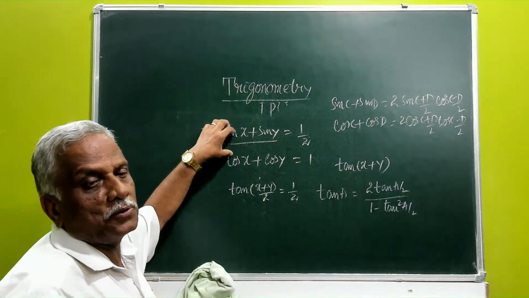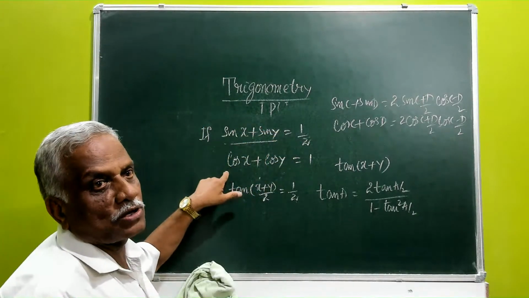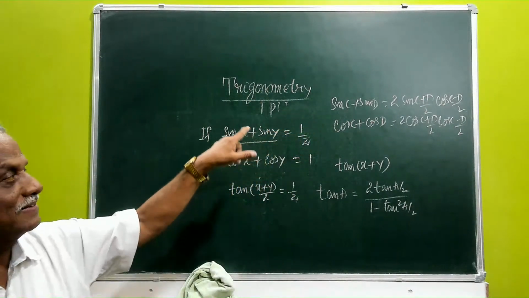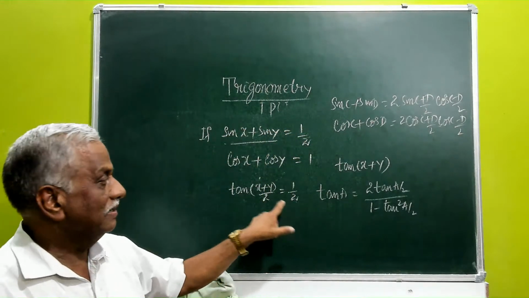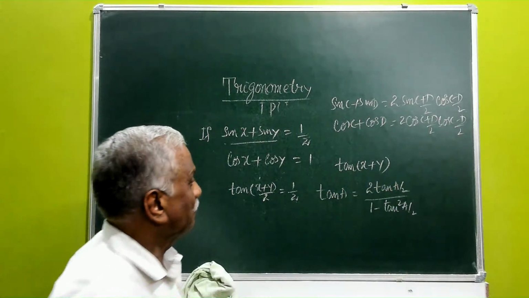This should be, by the formula, 2 sin x plus y by 2 cos x minus y by 2, divided by 2 cos x plus y by 2 cos x minus y by 2. And cos will cancel, sin by cos is tan. You have got tan of x plus y by 2. They asked you to find tan of x plus y.